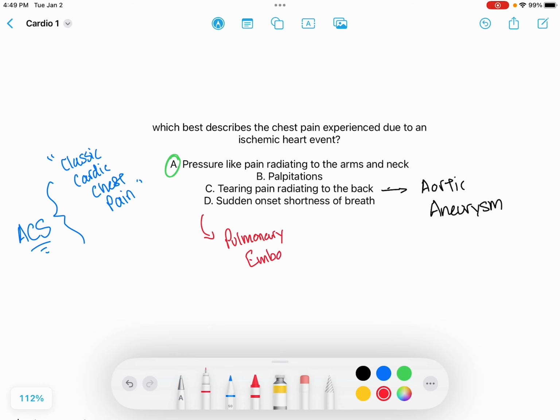Although other things can cause sudden onset shortness of breath for sure, one of the things that I definitely want to rule out because it can be deadly is a pulmonary embolism. And so sudden onset shortness of breath is one of the things that kind of clues you into that. Could that also happen with classic cardiac chest pain? Sure. But again, the pressure like chest pain radiating down the arms and up the neck, that's definitely something that should tell you, okay, ischemic heart event going on potentially.